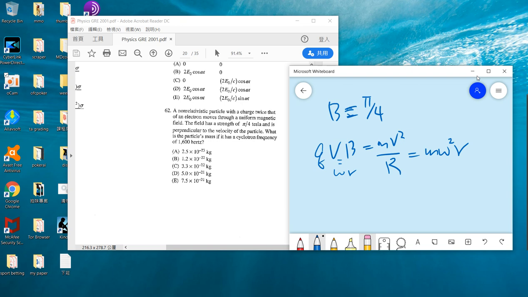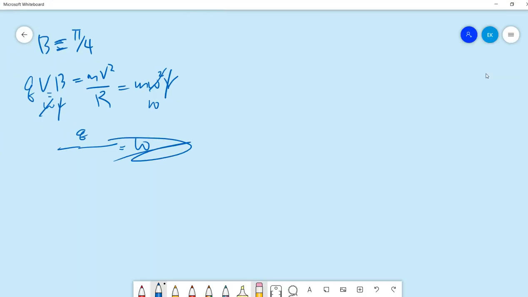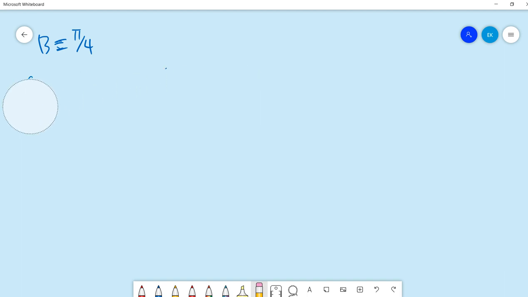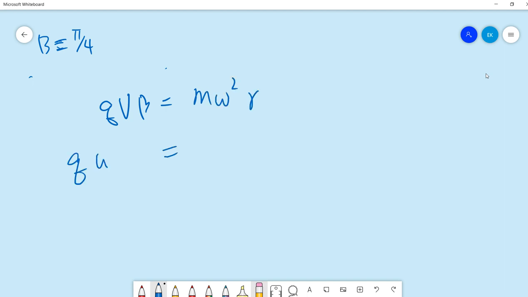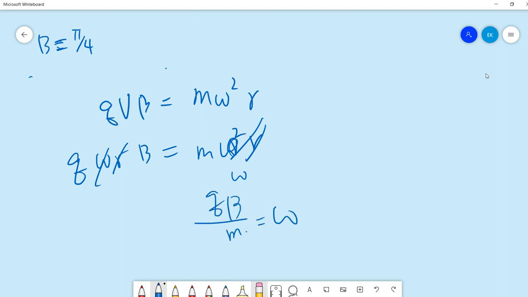let me see. I could get the cyclotron frequency. You can delete one r, delete one omega. We get omega is q. Okay, let me see. So qvB just equals m omega squared r. So this is q omega r B equals m omega squared r. So we can cancel one B. Okay, so we have this formula, omega equals qB divided by m.